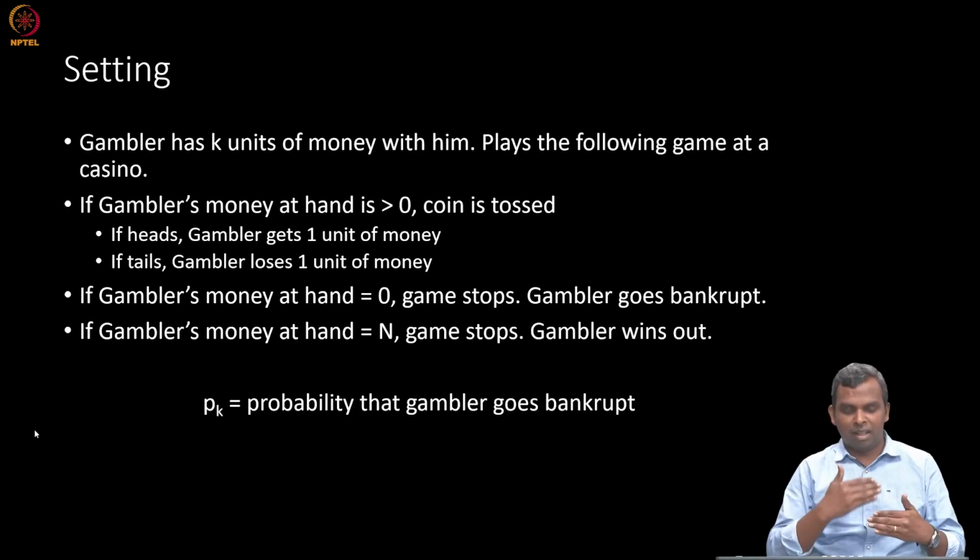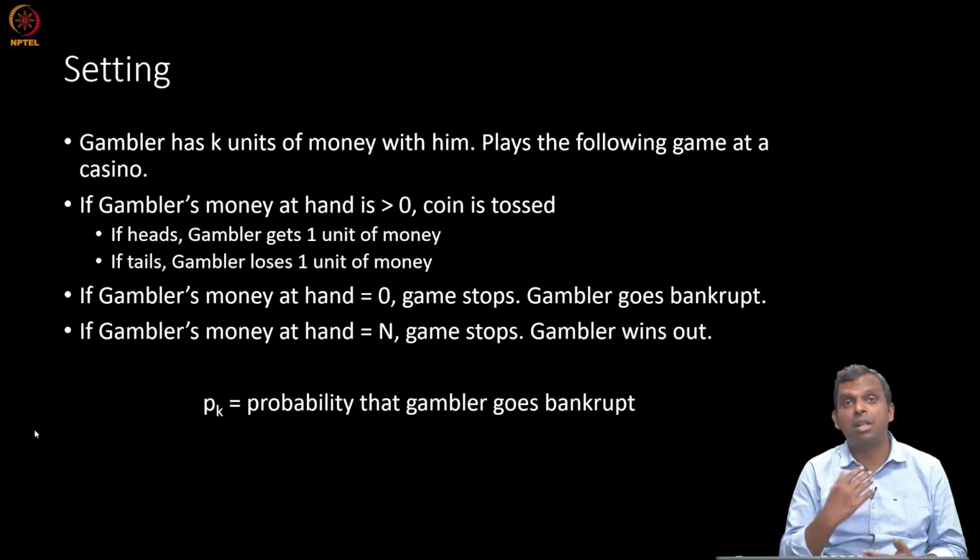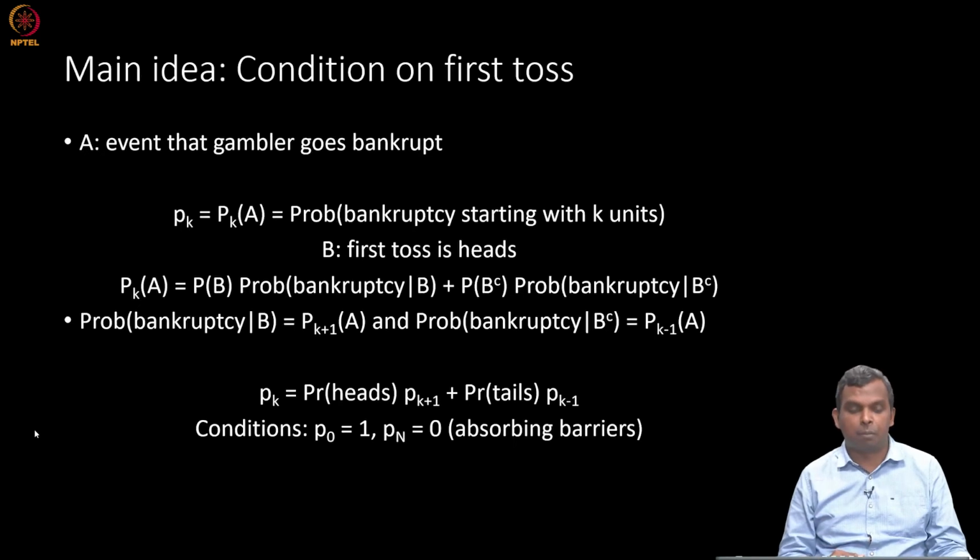His money has changed, but it's the same game. So after one action from you, after one play of the game, one toss of the coin, you see that the subsequent step is very similar to the previous one, except for the amount of money that has changed. So you can exploit this and solve this problem using a nice recursive equation type definition. So let's see that in the next slide. Okay, so the main idea, like I said, is to condition on the first toss.